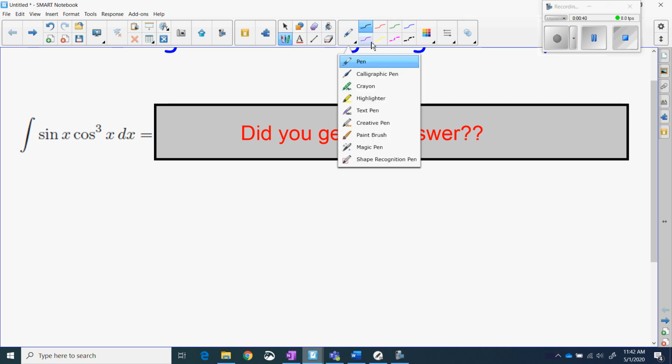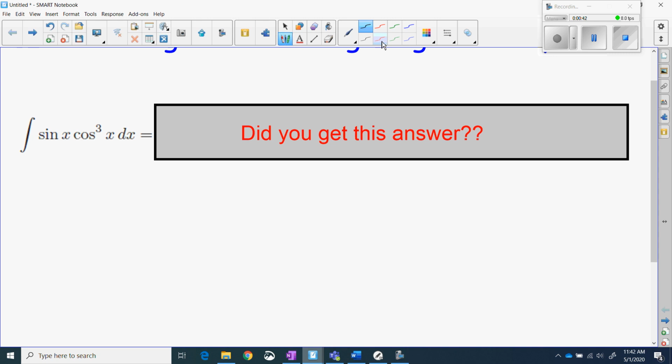u to a power, right? So I've got u to the power of 3. The derivative of cos is negative sine, so I almost have that. So if I was doing this question, I'd probably just go cos x to the power of 3, put my sine x beside it.